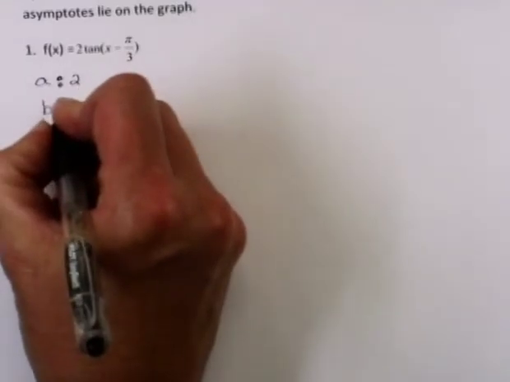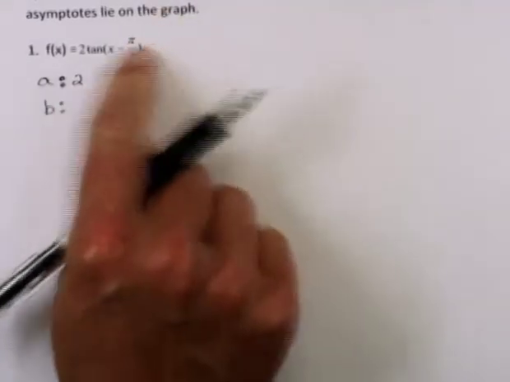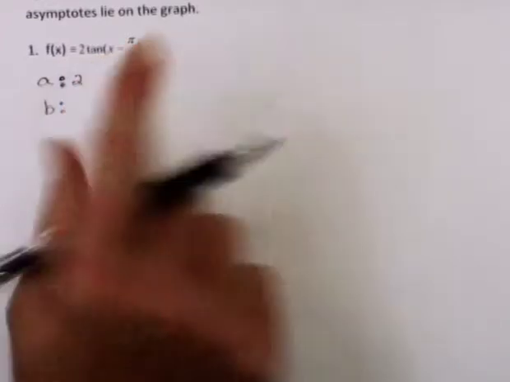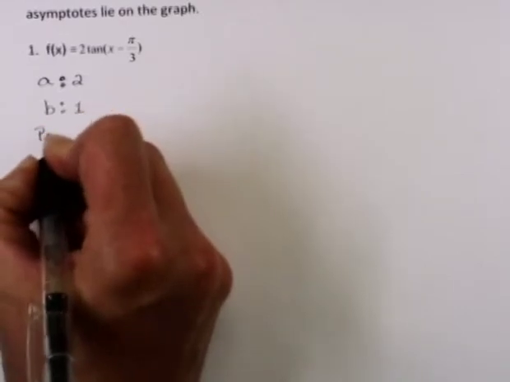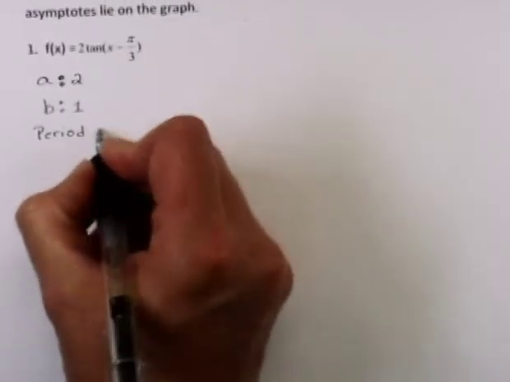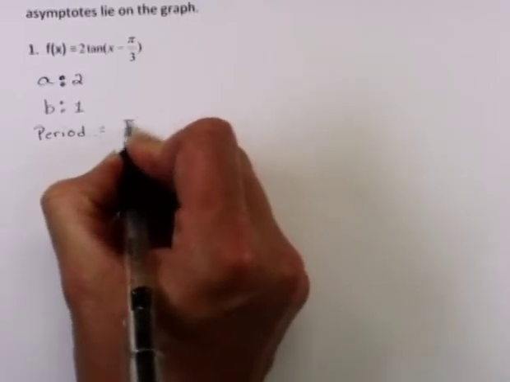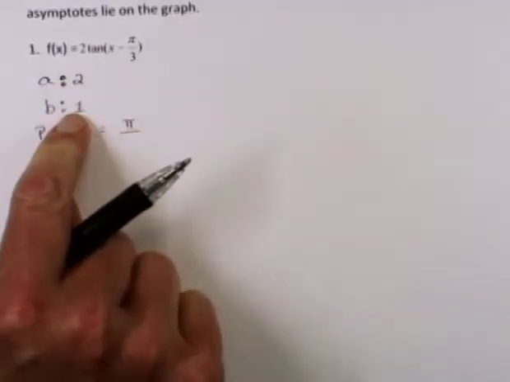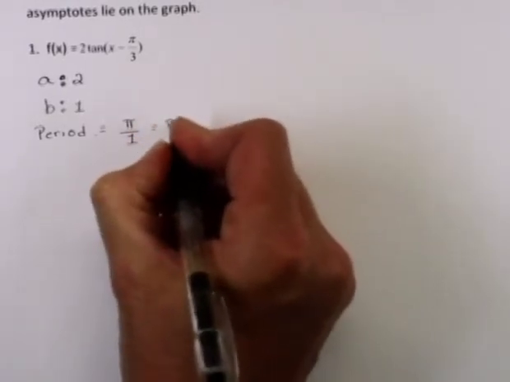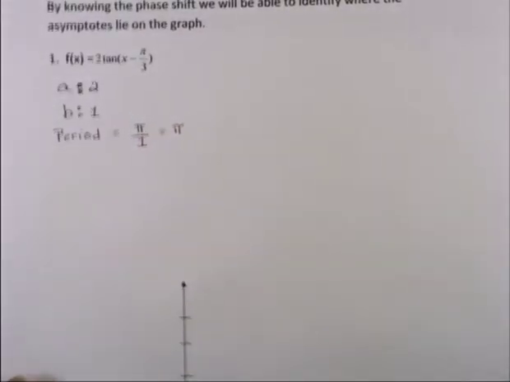The B value. The B value is right here in front of X. Good news is I don't have anything in front of X, so my B value is just 1. Okay, period. Remember, the period is equal to pi over the frequency, or the B value. So my period is just pi.